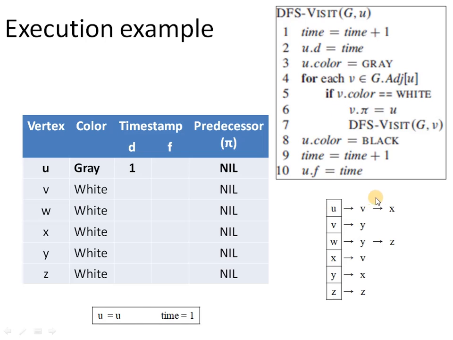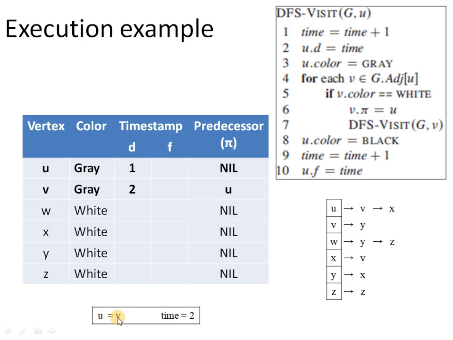So in u, the first vertex which we get is v, and the color of v is white. So we will initialize pi corresponding to v to u, and here u is equal to u only. So we will update this u as the pi corresponding to vertex v, and after that we have to call the DFS visit procedure for the graph and the new vertex v. So accordingly, we will call the function again with u equals to v.